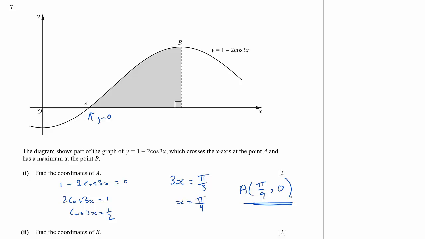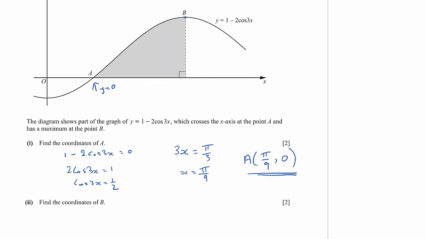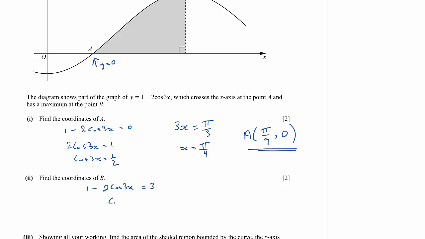Then we want the coordinates of B. Well, think about it, that's going to be a maximum. And that tells me that since we've got 1 minus 2 cos 3x, what's the biggest that can possibly be? The biggest that can be is 3. And that happens when cos 3x is equal to negative 1. Now, the cosine of pi is negative 1, so that's telling me 3x is equal to pi. So x is equal to pi by 3. So B is going to be pi by 3, 3.